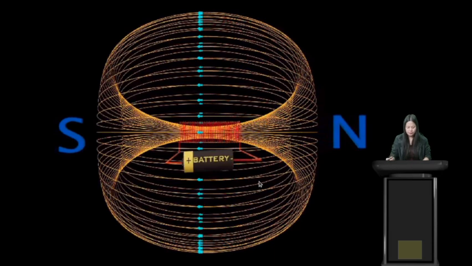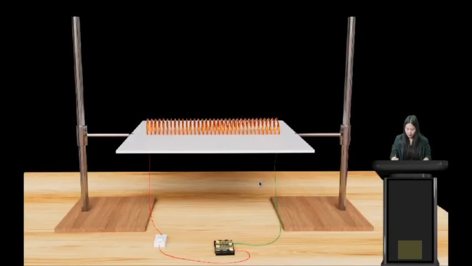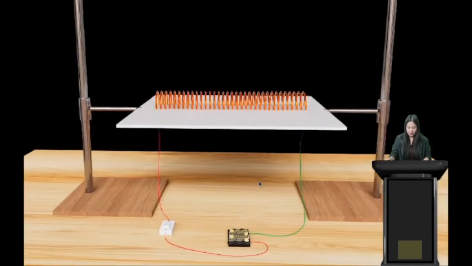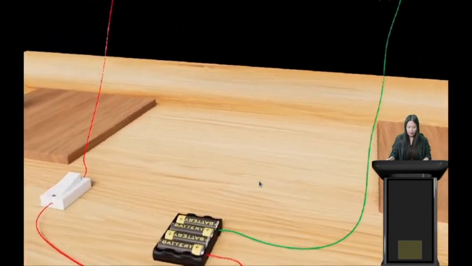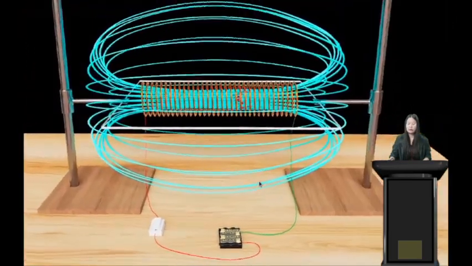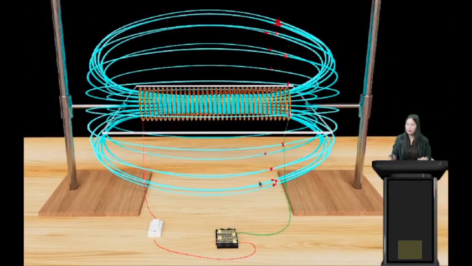Alright, students. So here we see that when we turn on the current and allow current to pass through this solenoid, we have this magnetic field. The current is in this direction, so this will be the north pole and this will be the south pole. And we also see the direction of magnetic field lines due to the solenoid.